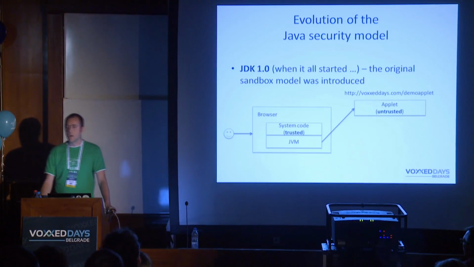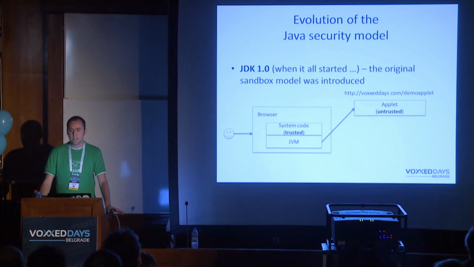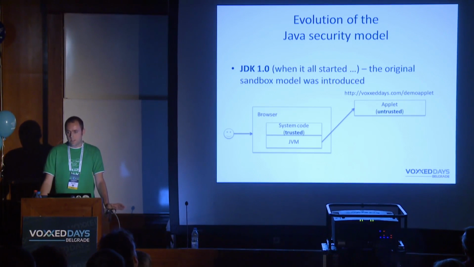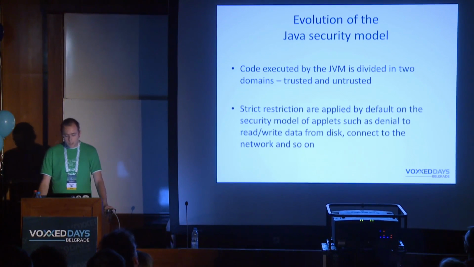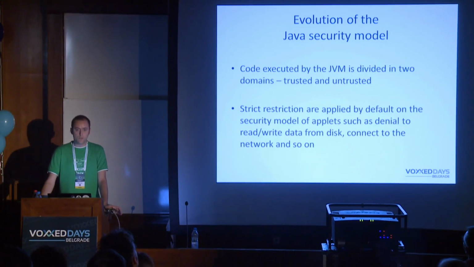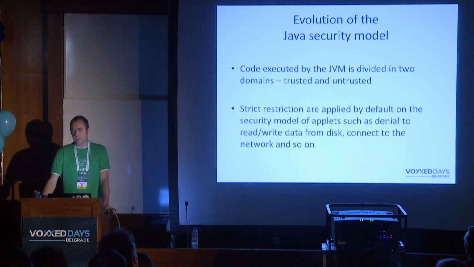This means that essentially all of the applets that are loaded as part of your website must be checked for some particular type of permission. For example, whether these applets can write to the file system, whether these applets can open a socket connection, and so on and so forth. And basically, this was a pretty simple model. You had just trusted and untrusted code, and that's it. No more fine-grained access control. So code was divided basically in two domains, as we already mentioned, trusted and untrusted, and strict restrictions are applied to the untrusted part of the source code, or in this particular case, the applets.